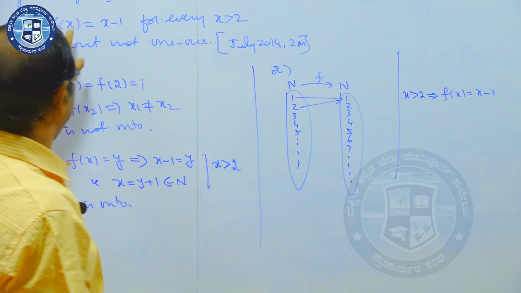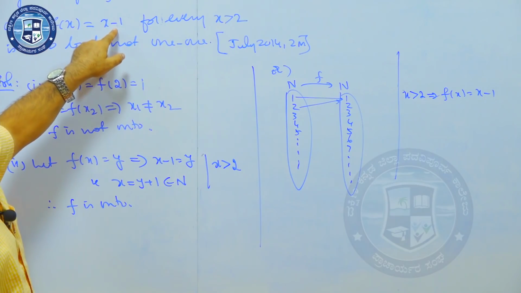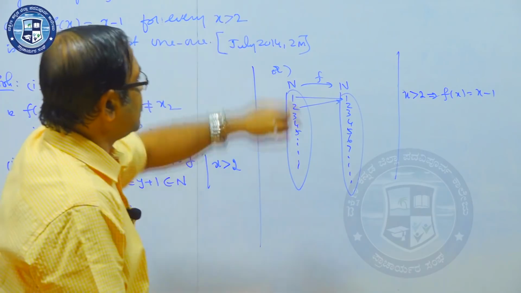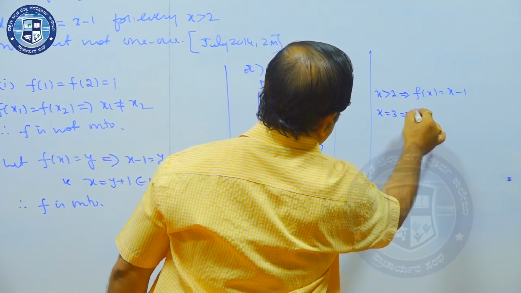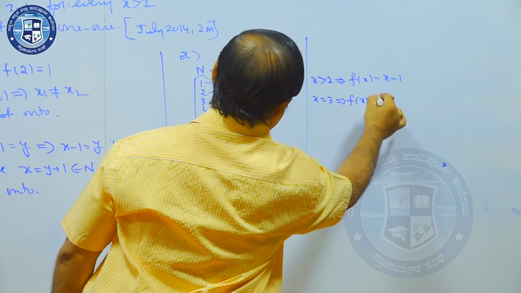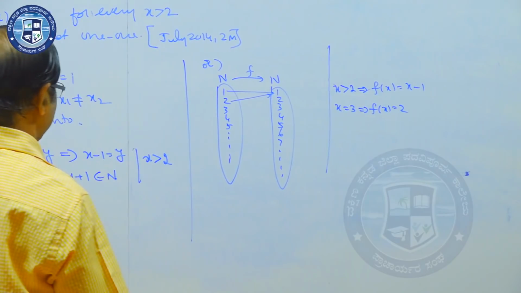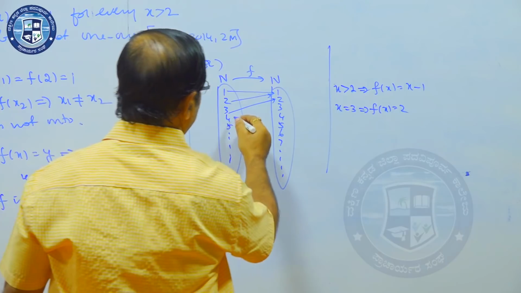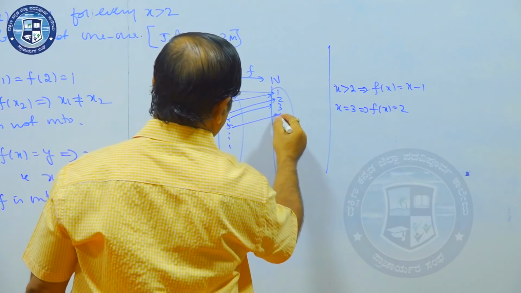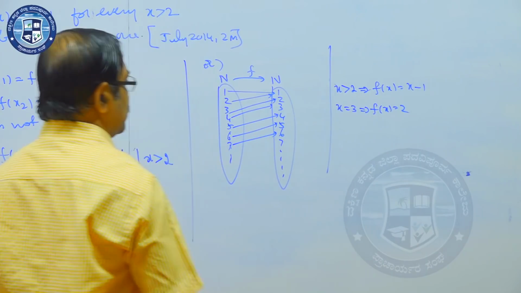So this is actually defined for what? This function f of x equal to x minus 1 is defined for x greater than 2. So you write x equal to 3. So what is f of x? 2. X is equal to 3, what is f of x? 2. So 3 to 2. Similarly, 4 to 3, 5 to 4, 6 to 5, 7 to 6.